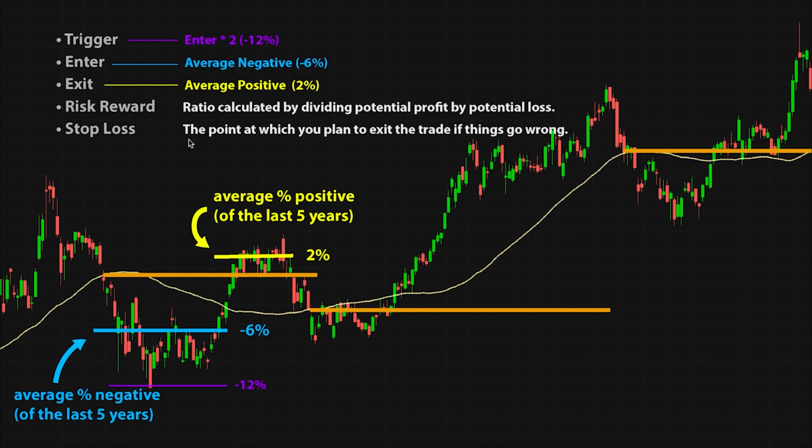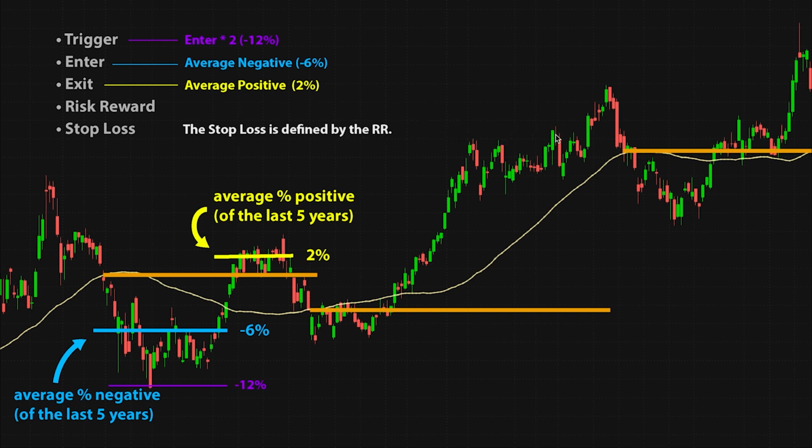The stop loss is the point where you plan to exit the trade if things don't go as expected. In this case, the stop loss is going to be defined by the risk-reward ratio. In other cases, it's better to do it the other way around, especially when doing discretionary trading. But in the end, it depends on the system, as each system is a separate world. We will assign the risk-reward ratio a value of 2, meaning if we win, we are going to make 2 times the amount we are risking.